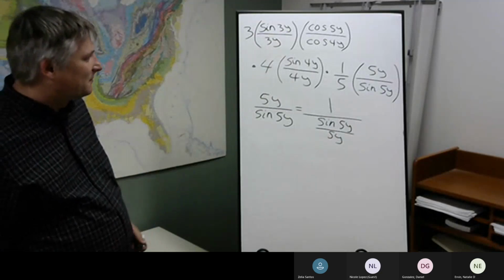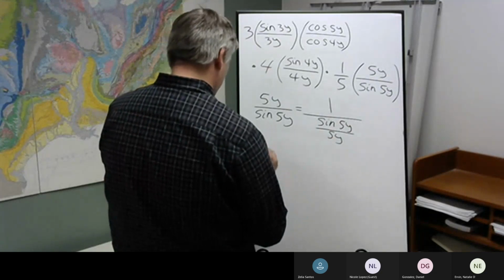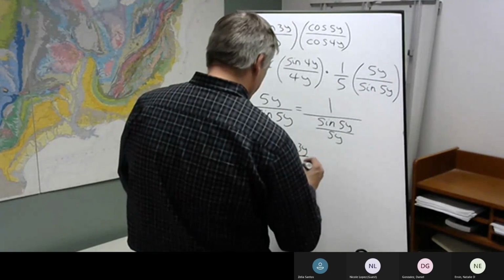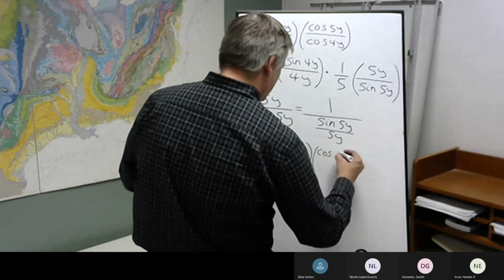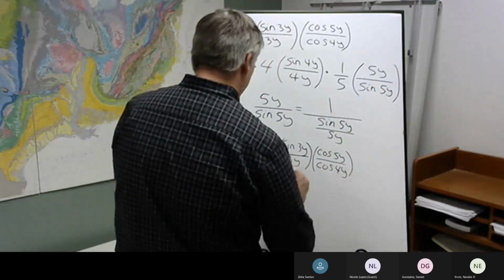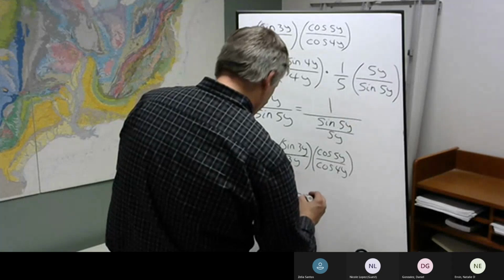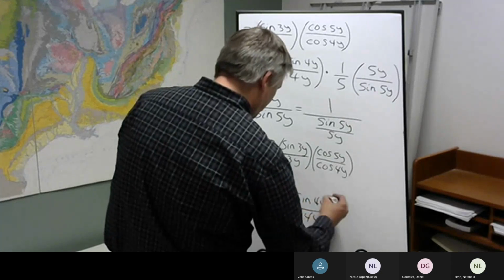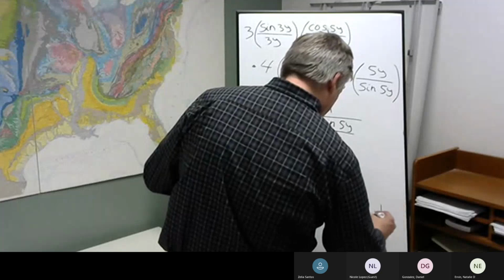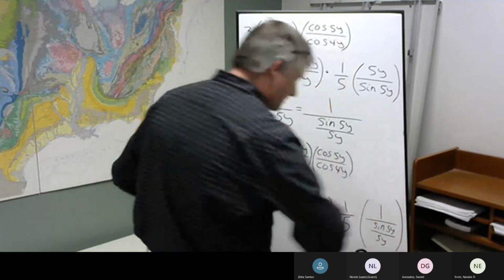And so what that's going to mean is that this, take the limit as y goes to 0, of 3 sine 3y over 3y, cosine 5y over cosine 4y, times 4, a little more room here, sine 4y over 4y, and then 1/5 of 1 over sine 5y over 5y. We'll get something like that.